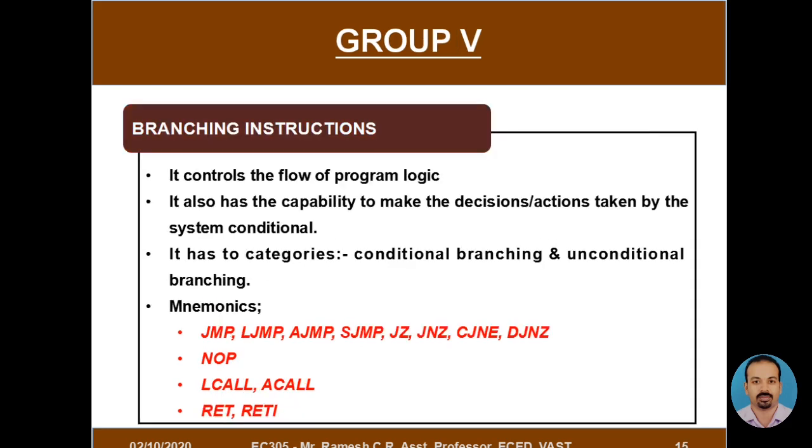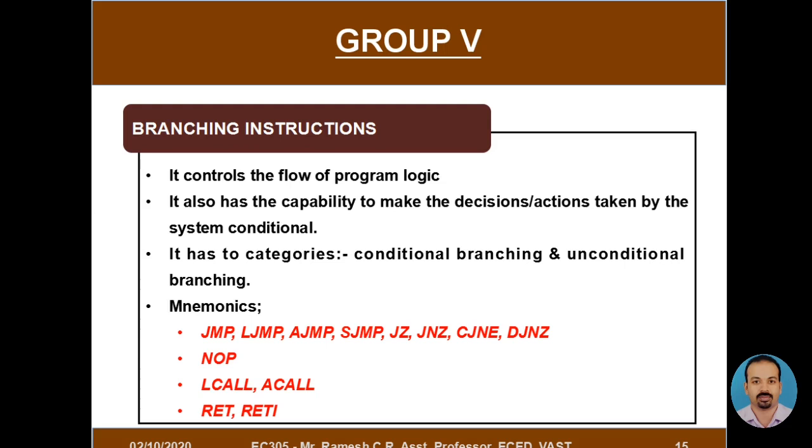Okay, now let's continue with the last group, that is the branching instruction group. Basically, this group belongs to the instructions that can be used for controlling the flow of program logic. The control of flow of program logic means whether the program being executed by the 8051 belongs to consecutive memory addresses, or whether it needs to go to some other location to execute some operations, or we need to insert some delay, etc.